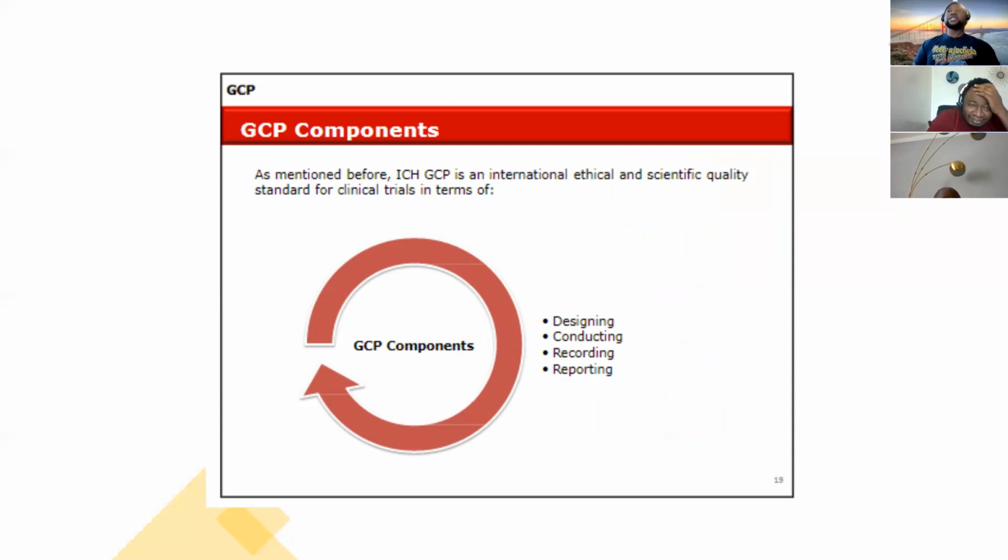GCP components. As mentioned before, ICH GCP is an international ethical and scientific quality standard for clinical trials. So what is it composed of? It is composed of designing, conducting, recording, and also reporting clinical trials.